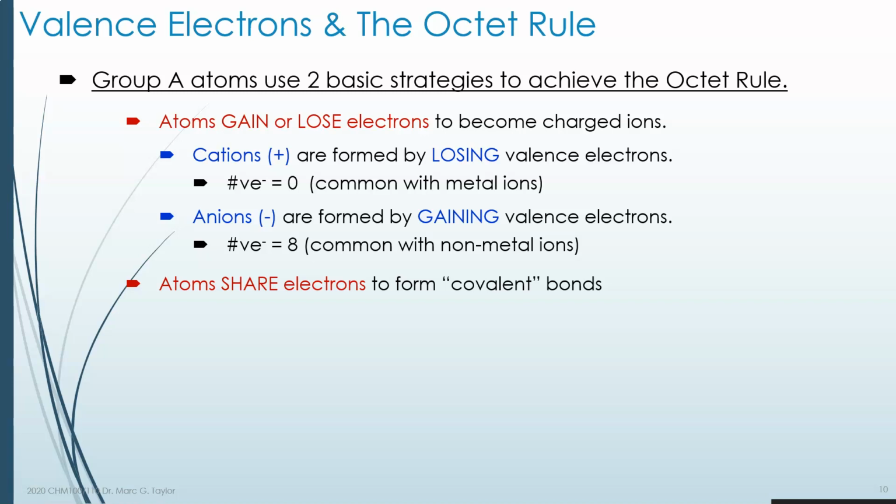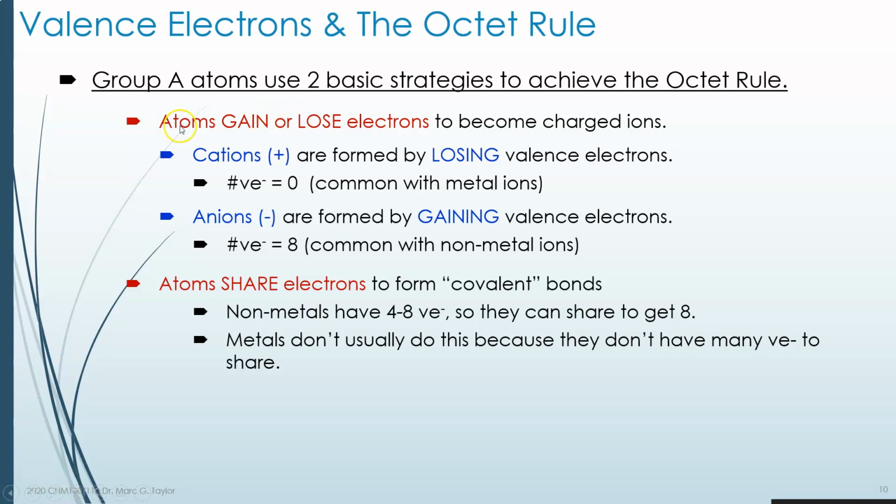What I've just described happens in ionic compounds. In covalent compounds, they share the electrons. So each atom that might have 4 or 5 or 6 or 7 or 8 valence electrons to begin with shares it with an atom that doesn't have 8 electrons, so that both of them think they have 8 electrons.